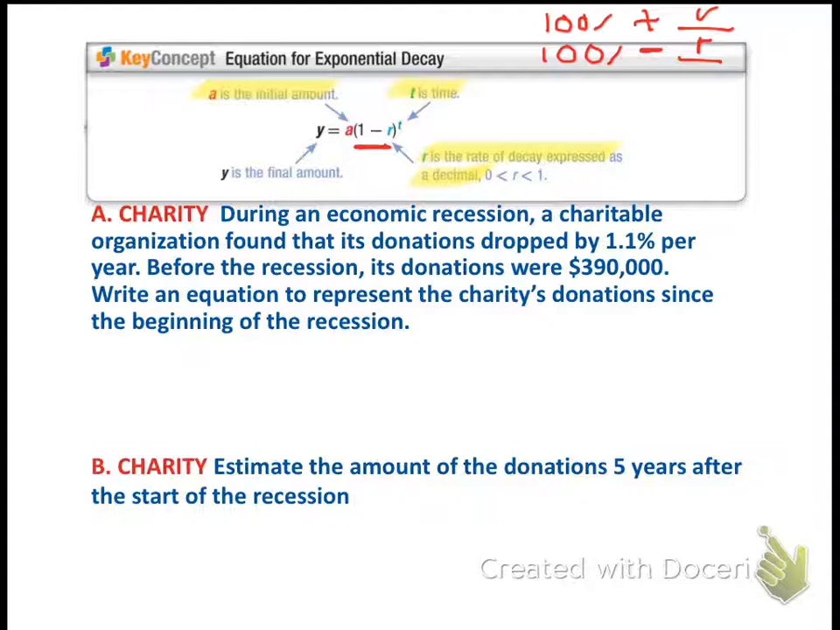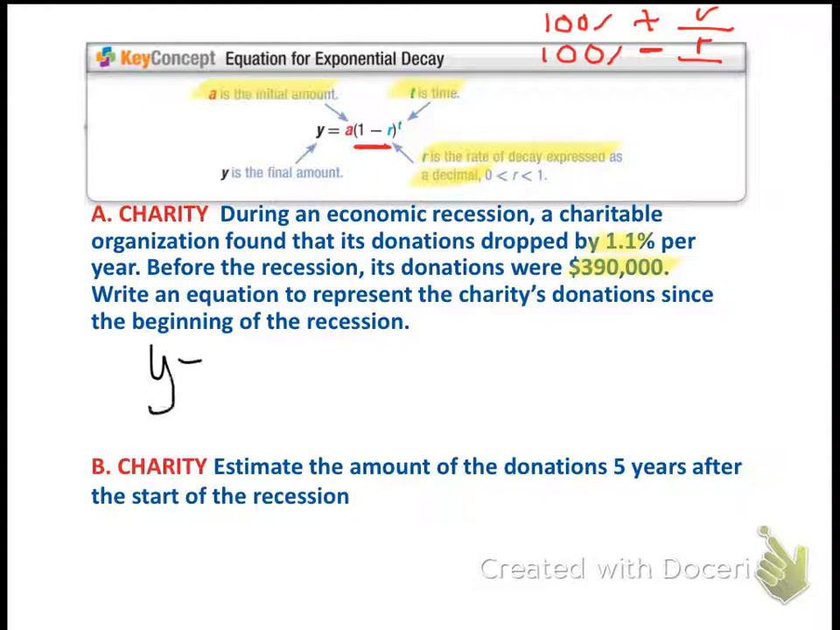So let's take a look here. It says, during an economic recession, a charitable organization found that its donations dropped by 1.1% per year. Before the recession, its donations were $390,000. Write an equation to represent the charity's donations since the beginning of the recession.